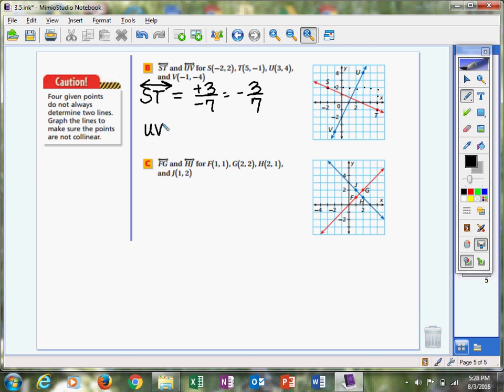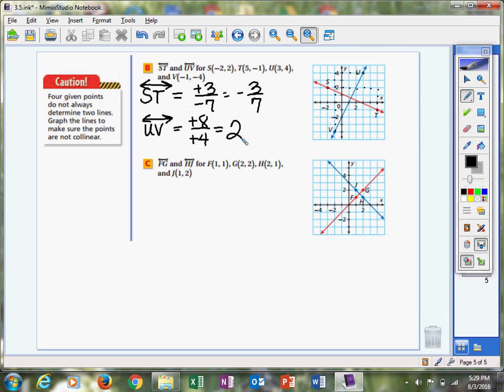Let's do UV. Okay. So start down here at V. So let's go up 1, 2, 3, 4, 5, 6, 7, 8. So I went up 8, and I'm going to go to the right 1, 2, 3, 4. Right 4. Up 8 over 4. 8 over 4 is 2.